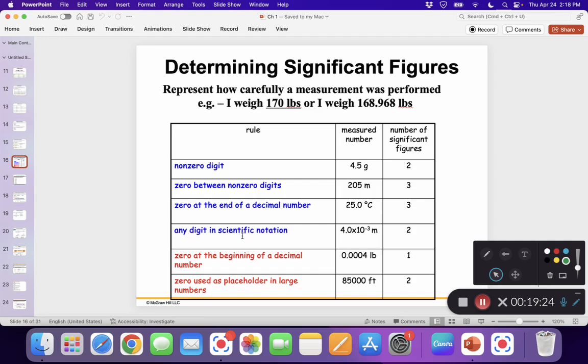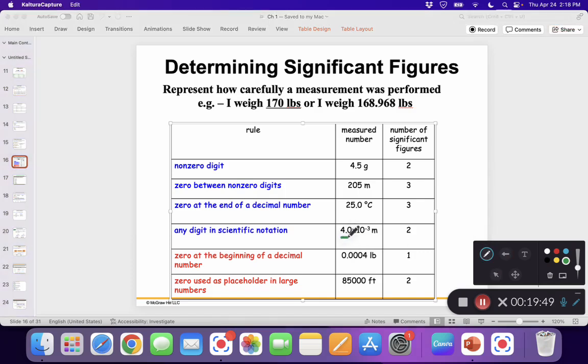Any digit in the integer part of a scientific notation has to be counted. The 0 in the base 10 you should not count. So in this example, 4.0 times 10 to the power minus 3, we have a 0 here, and that 0 is significant. Now we have two digits, so we have 2 sig figs.